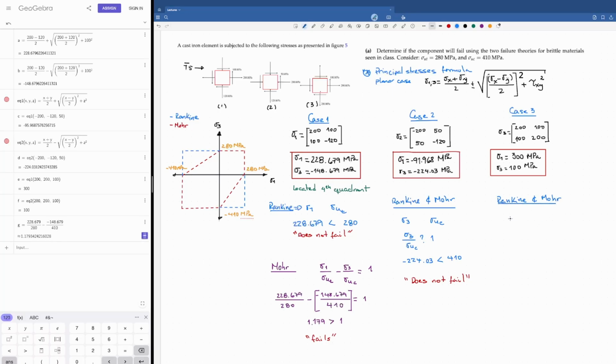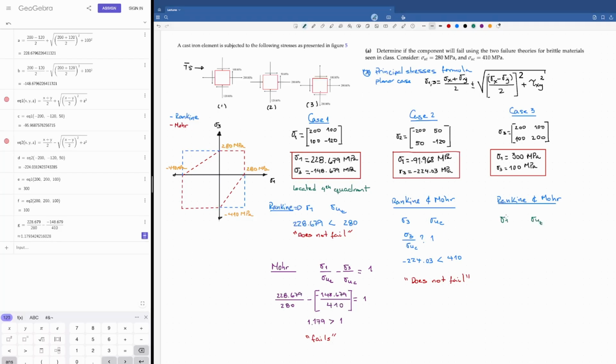Again, underlining. And we're talking about positive values here. If we're talking about a positive value, then we need to compare the highest positive value with who? With the ultimate strength in tension. So basically, we need to compare, in another color, sigma 1 with this one here.